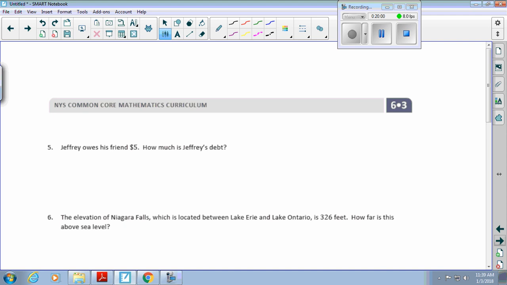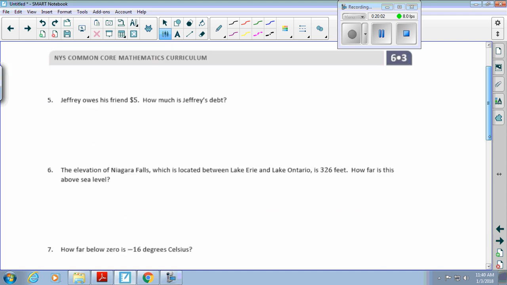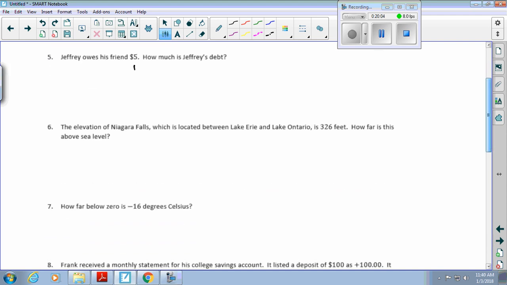Let's go on to the next page. For you guys it's not the next page. Whatever, we're on number 5, okay? Wherever that is for you. Jeffrey owes his friend $5. So if you owe money, is that positive or negative? Negative. So -5, absolute value of -5. What's the magnitude of that debt? 5. Very good.